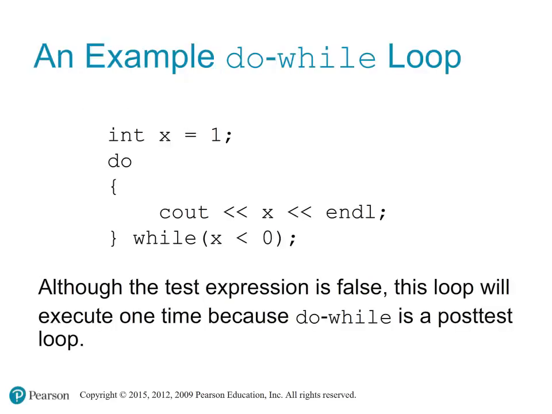The integer variable x is initialized to 1. The do-while loop has a test expression x less than 0, which is initially false. The loop body contains a cout statement that prints the value of x. Despite the test expression being false, the loop body will execute once. This is because do-while evaluates the condition after executing the loop body. The output will be 1, printed once, even though the condition x less than 0 is false.